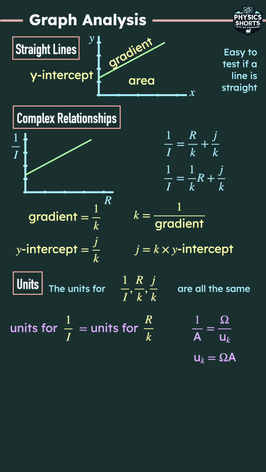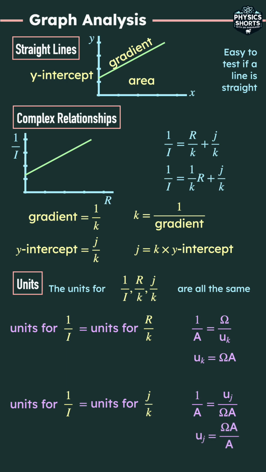Now we know the units for I, r, and k, so we can determine the units for j. The units for 1 over I are equal to the units for j over k, so 1 over amp equals units for j over ohm amps. So the units for j are equal to ohm amps over amps, which is equal to ohms.